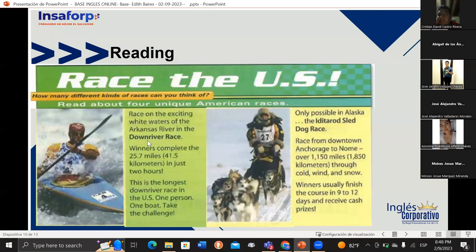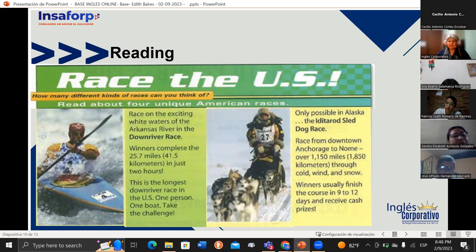Who wants to participate for this one? Volunteers? Race on the exciting white water on the Arkansas River in the Donner River race. Winners complete the 25.7 miles, 41.5 kilometers, in just 2 hours. This is the longest downriver race in the US. One person, one boat, take the chance. Challenge. Challenge is el reto.